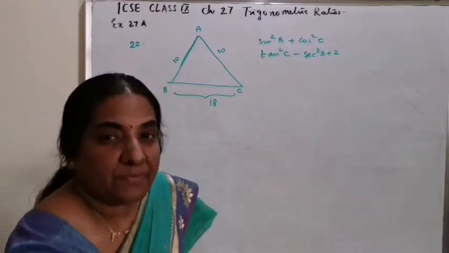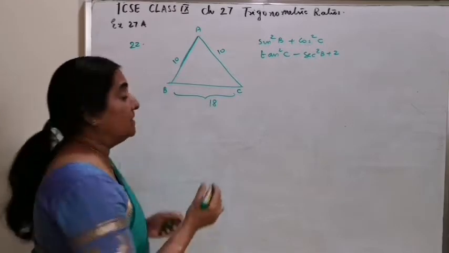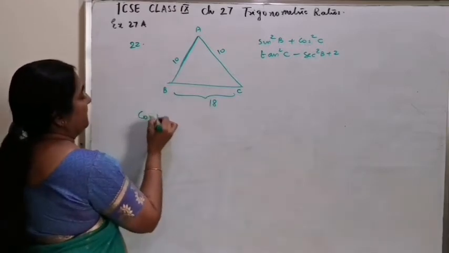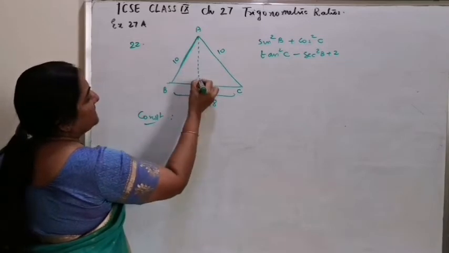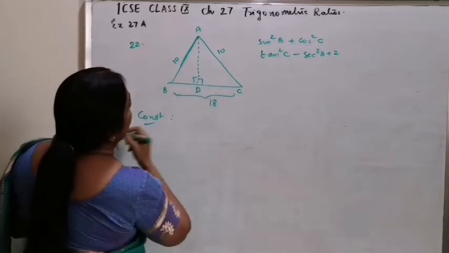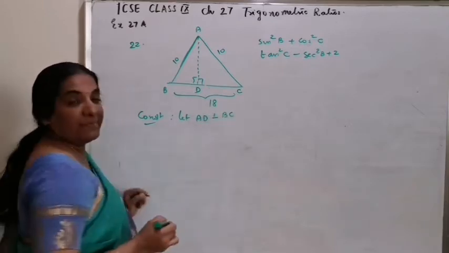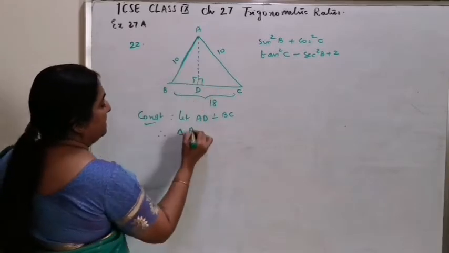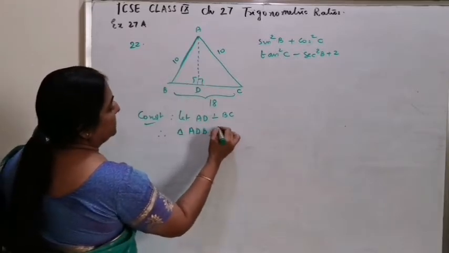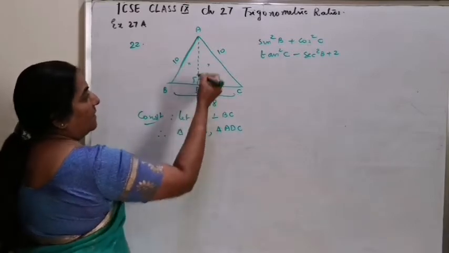Now here, this is an isosceles triangle. We need a right triangle. So what will be the construction? Draw AD perpendicular to the side BC. So let AD be perpendicular to BC. Immediately what happens is triangle ADB and triangle ADC are congruent.